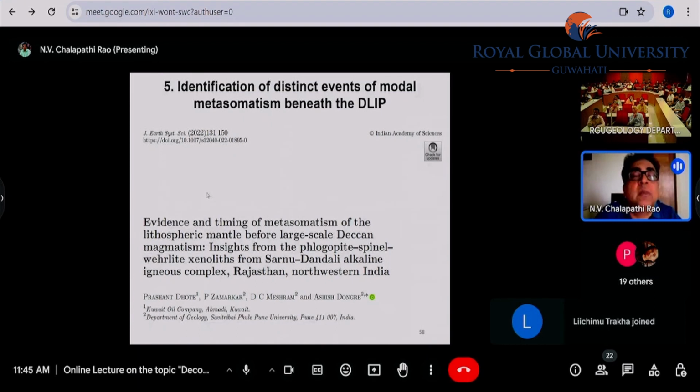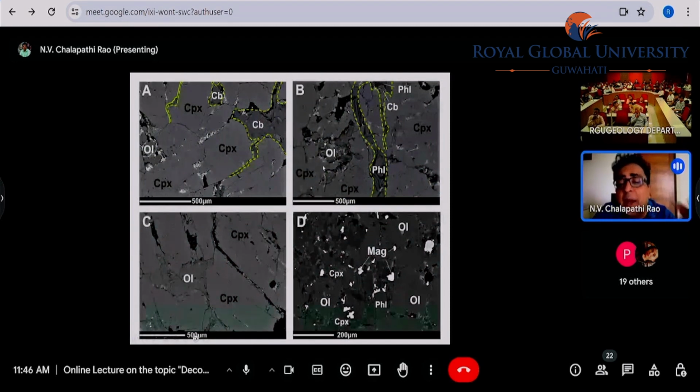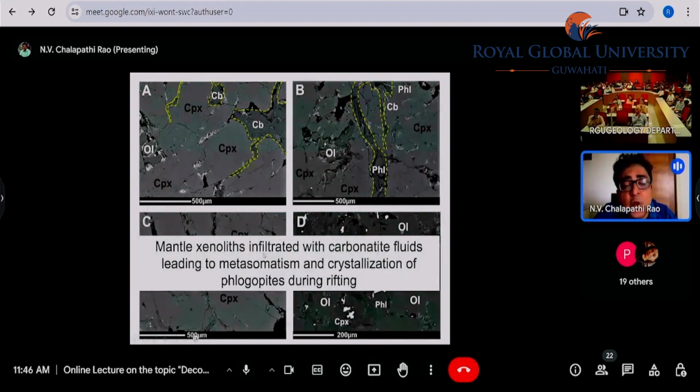And this modal metasomatism has been further established by the works of other scientists from Pune University. They have also subsequently documented phlogopite and other phases in the mantle xenoliths in the Sarnu-Dandali area. All these things show that the mantle below the Deccan in Northwest India, where these alkaline complexes are located, is highly enriched and metasomatized in nature. Again, you can see some electron images where these minerals, phlogopite and carbonates, have been shown and established. So mantle xenoliths are infiltrated by carbonatitic fluids, leading to metasomatism and crystallization of phlogopites during rifting.